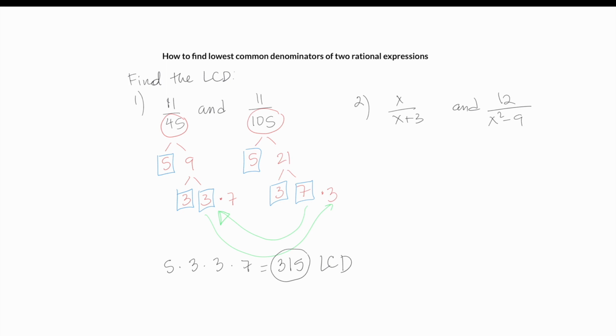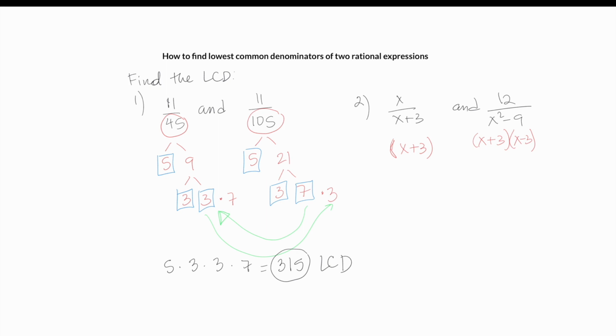We still need to break down the denominators. The first denominator is x plus 3, and it's not factorable because it's a binomial of the first degree. And the second denominator is actually a binomial of the second degree, and it's the difference of two perfect squares. And that one breaks into x plus 3 and x minus 3. And for this first denominator, I'll just repeat x plus 3. It cannot be broken down, so it's just itself.